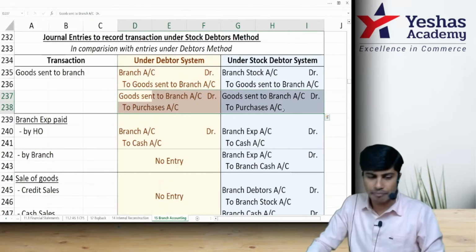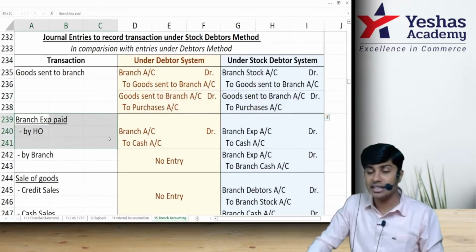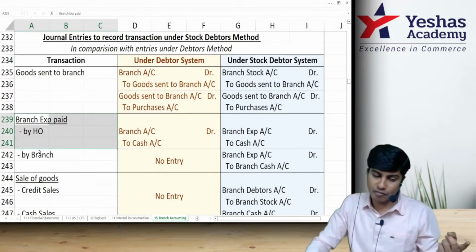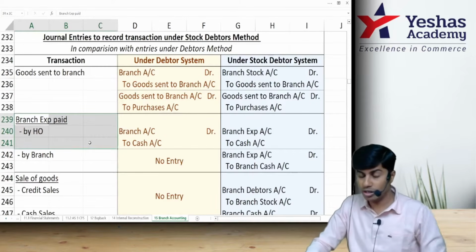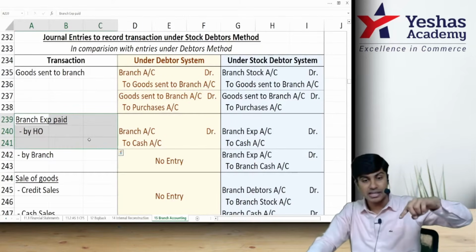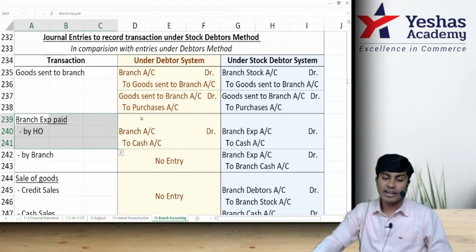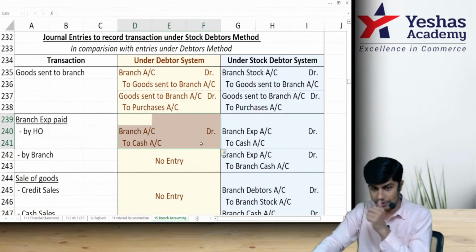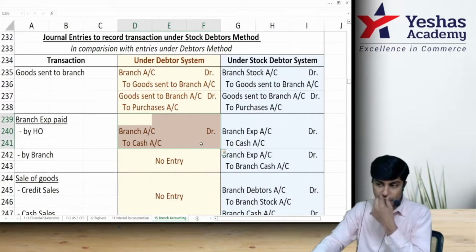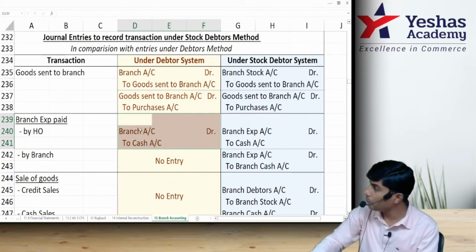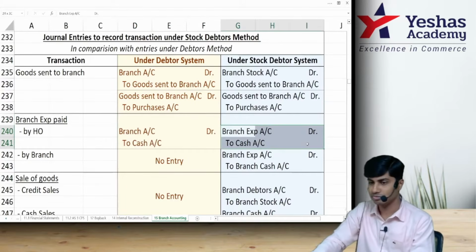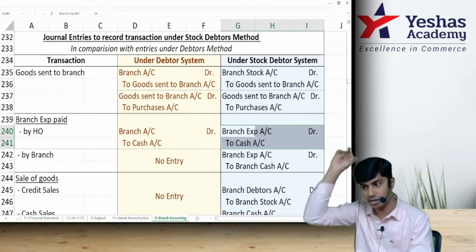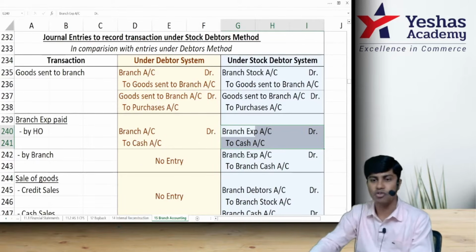That's the follow through. Then, if an expense is incurred at the branch, it can be paid by head office or it can be paid by branch. If the expense incurred at the branch is paid by head office, we will write the entry branch to cash under the debtor system. If it is the stock debtor system, we will not write branch, we will write a more specific name. We will write branch expense account debit to cash, and later this branch expense should be transferred to branch P&L. In the end, I'll teach you the entry for that.